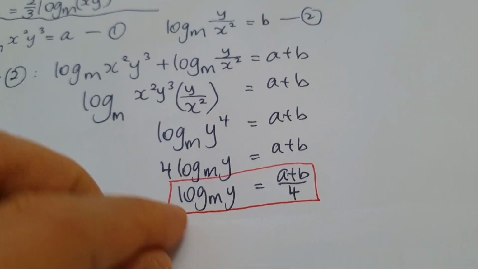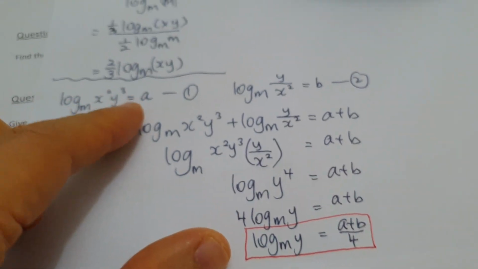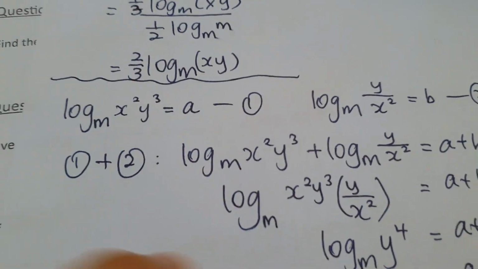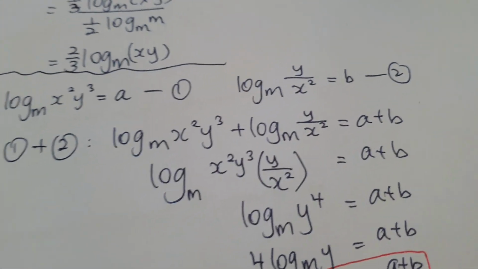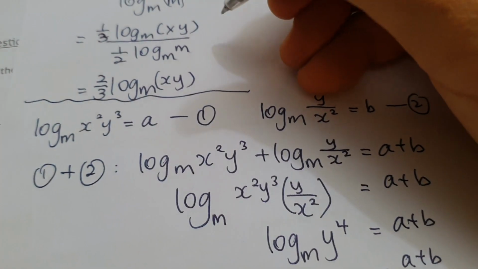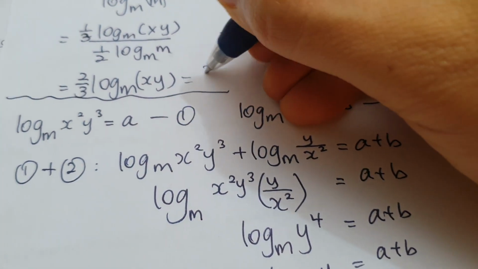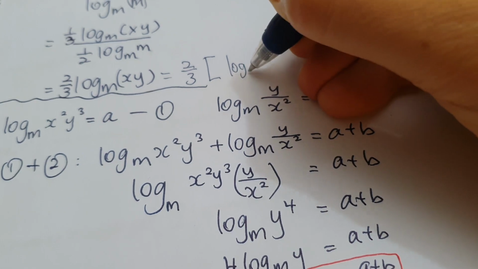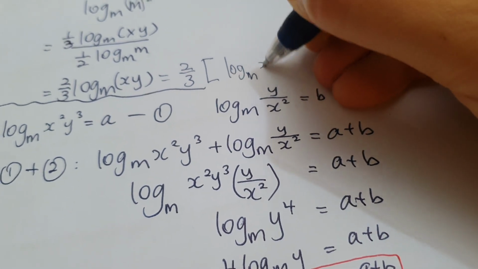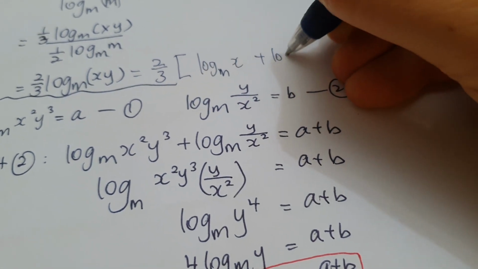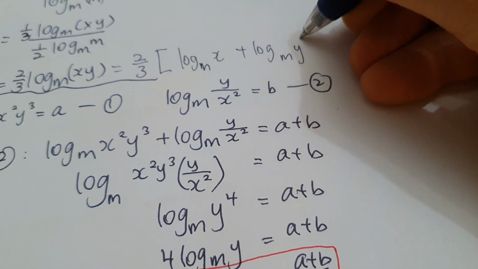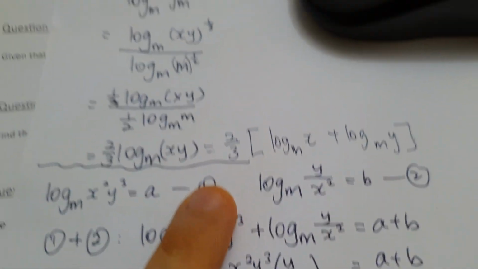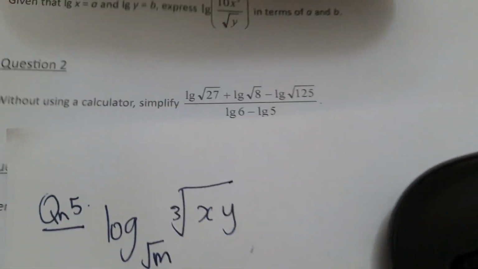Why do I want this? Because later I'm going to sub it into here. Let me rewrite this. Give me a minute. This here is actually equal to 2 over 3 log base m x plus log base m y.